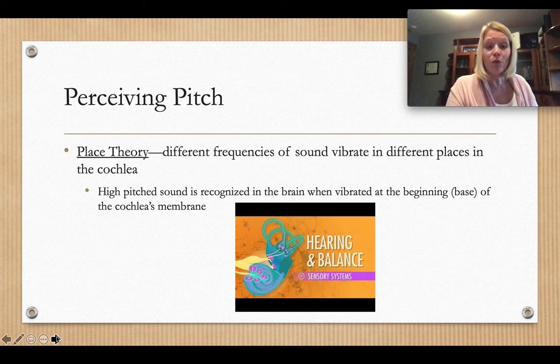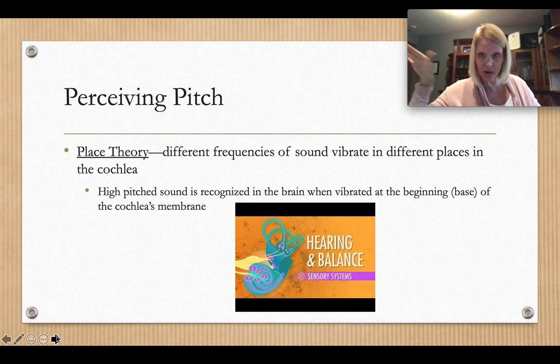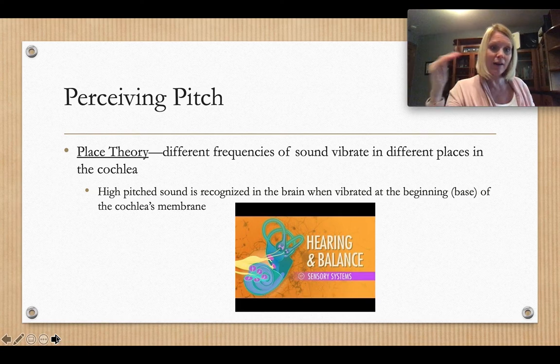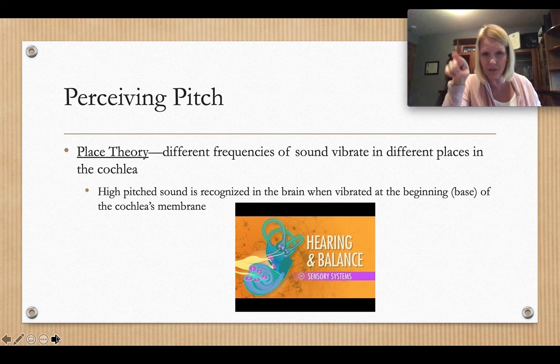All right. So this is what I want you to watch the video on. And we're going to talk a little bit about perceiving pitch. Now here we go. We've got one more theory. The idea of place theory is that different frequencies of sound vibrate in different places in the cochlea. So where the sound vibrates those little hairs on the cochlea depends on the pitch of the sound that we hear. Higher pitched sound is recognized in the brain when it's vibrated at the beginning, or remember what I said, it was kind of like a snail shell, at the beginning or the base of the cochlea's membrane. Low pitched tones, we'll talk about on the next slide.